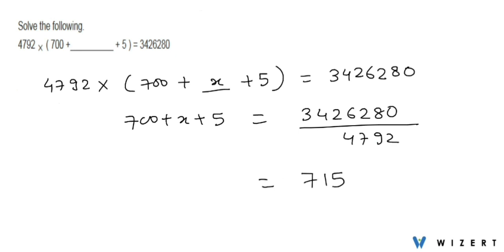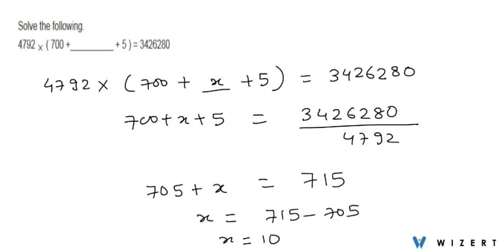So in the right hand side it is 715 and in the left hand side 700 plus 5 will give 705. So from here we can find the number that will come in the blank, that is x. 715 minus 705, this subtraction will give 10. So x is 10 and x is what we have to find out here. So we can say that the answer is 10.